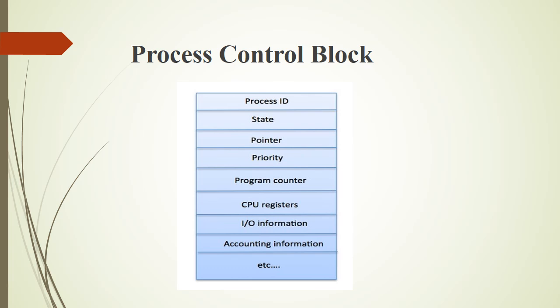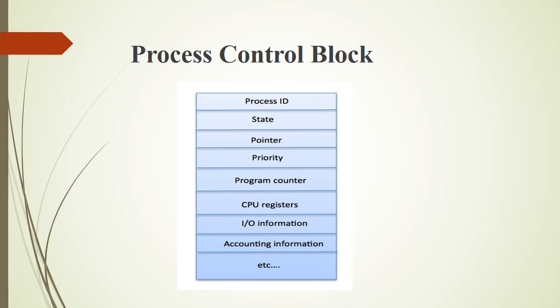Next one, program counter. This is used to store the address of the instruction which is to be executed next in the CPU. Next one, input output operation. It stores how many input output devices are required for that particular process. Out of them, how many devices are allocated and how many devices are still required for that process.